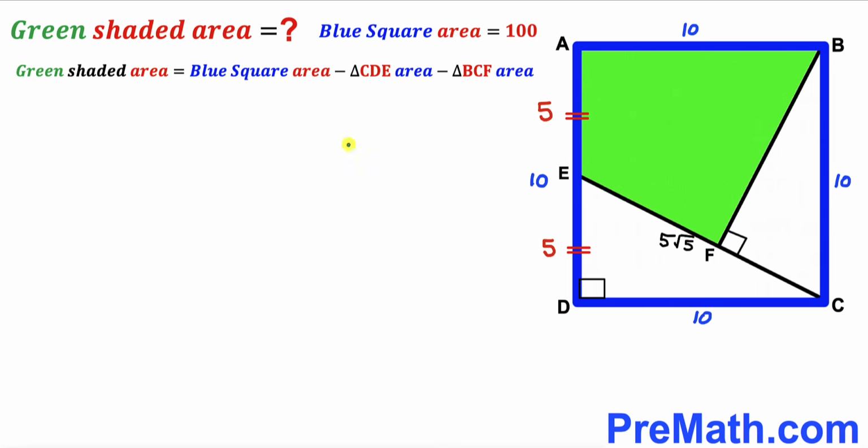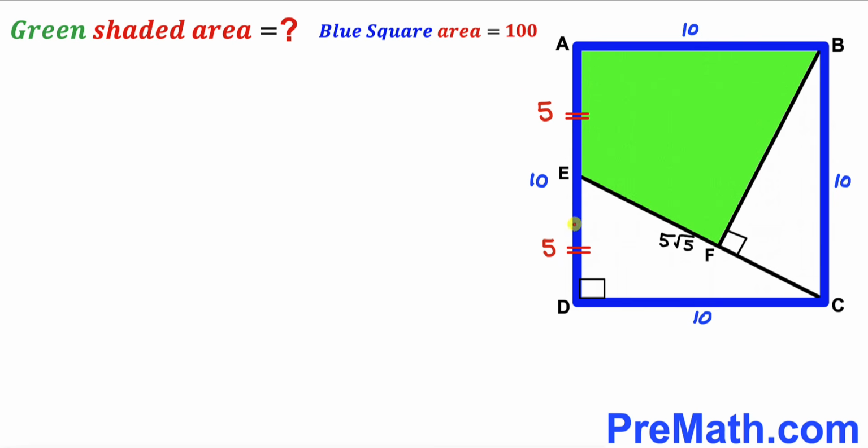Now let's make an observation. We can see our green shaded region area is going to be equal to the big blue square area minus the area of the triangle CDE and minus the other triangle BCF area. Here we can see this triangle is our CDE triangle, and this triangle is our BCF triangle. We know the blue square area has been given to us as 100. So now our task is to calculate the area of the triangle CDE, and as well the area of this triangle BCF.